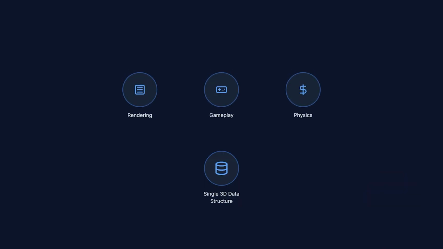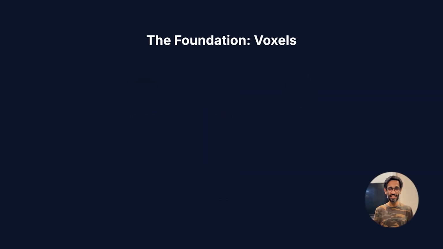Let's quickly recap where we are. You now understand that CS2's smoke system uses a unified volumetric approach where all systems read from and write to a single 3D data structure. This unified approach is what enables automatic interactivity. When a bullet changes smoke data, every system sees that change instantly. So, how does CS2 actually build this unified system?